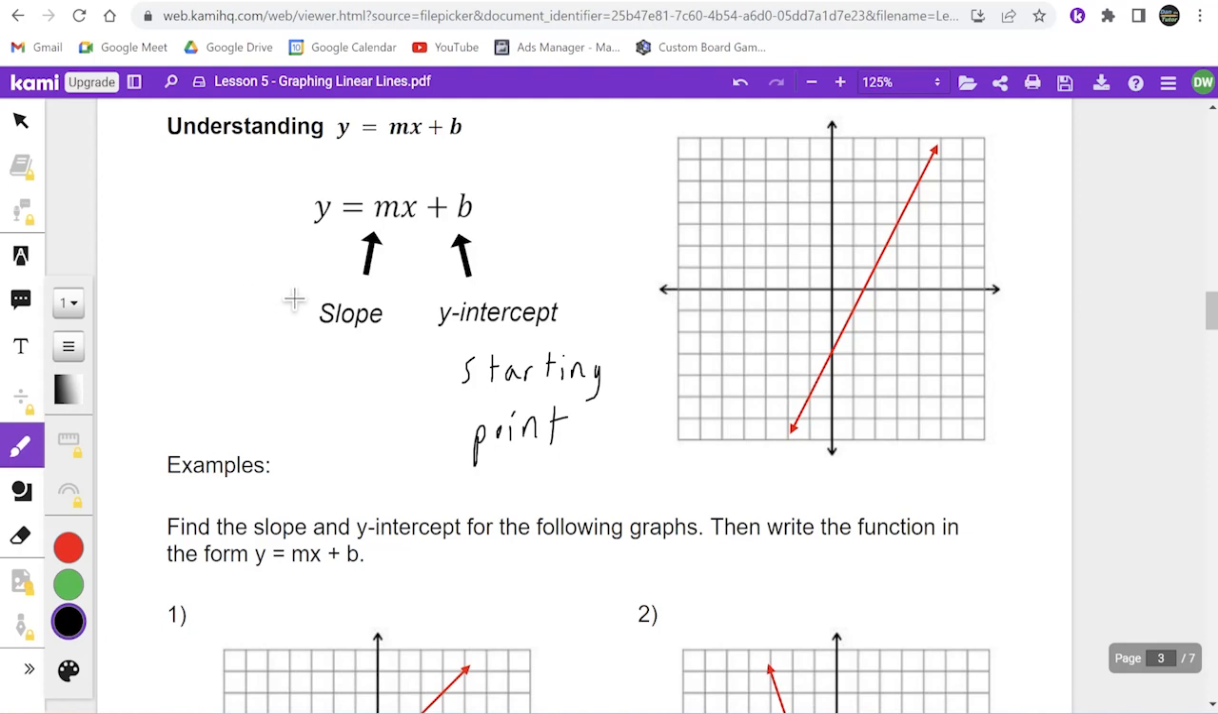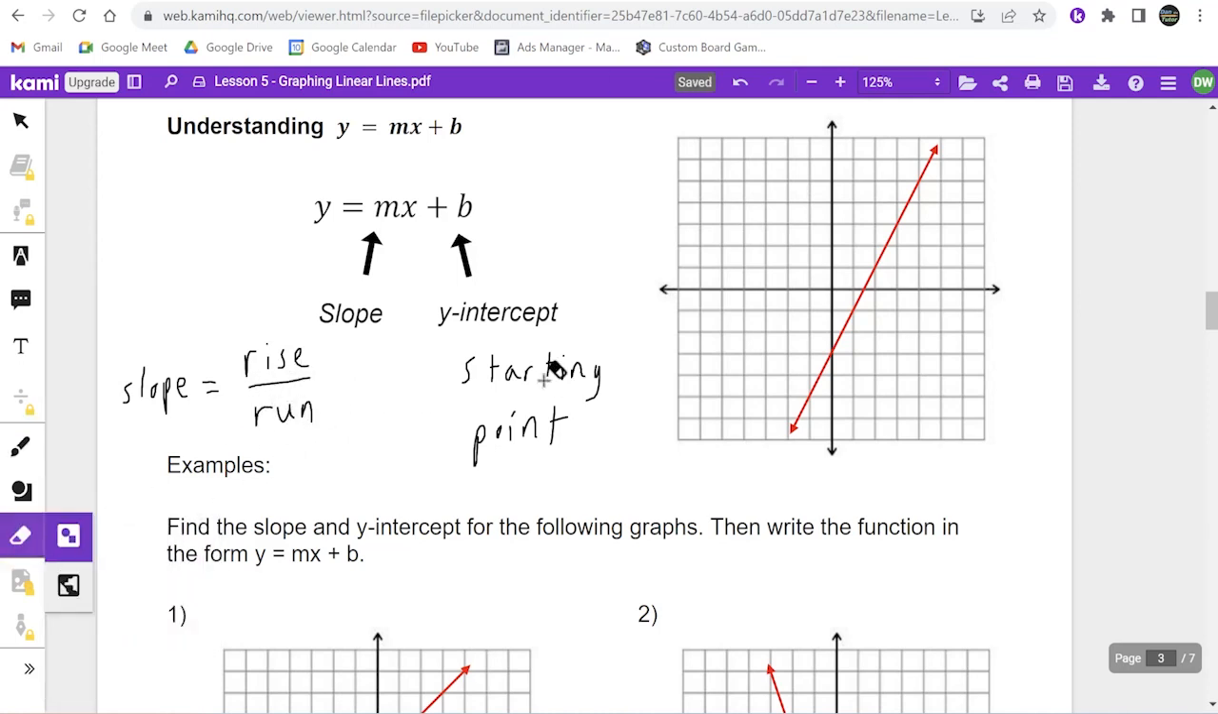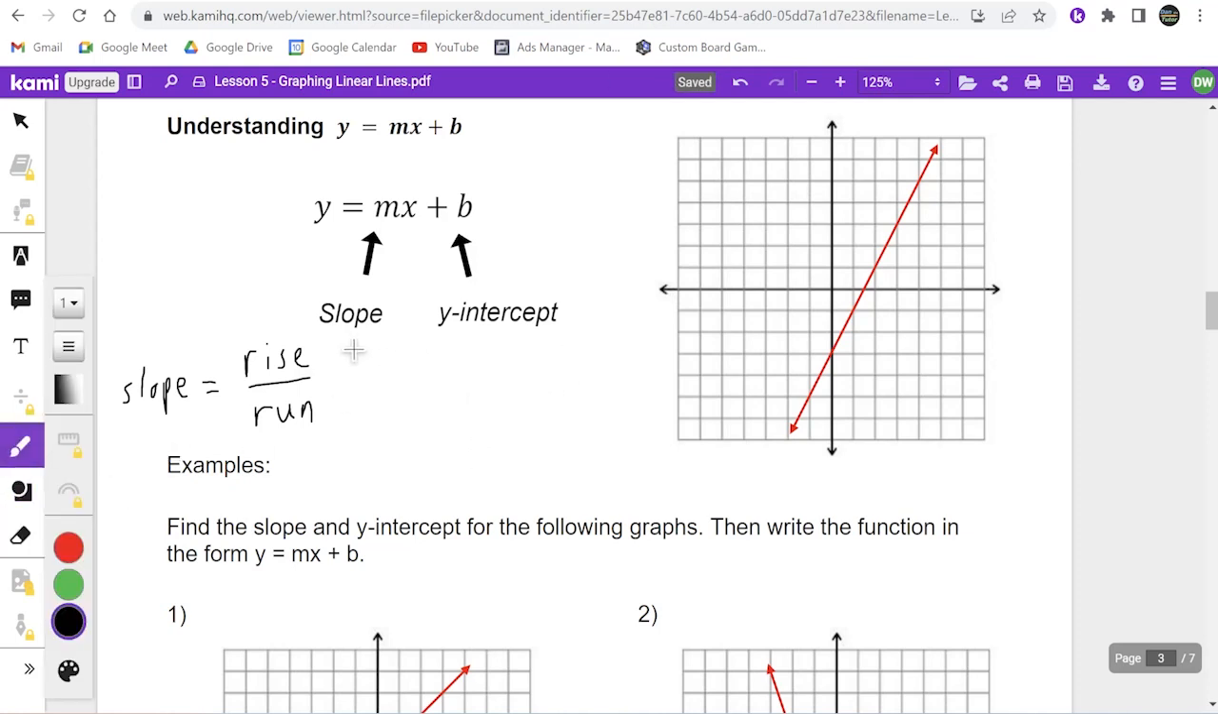Anyways, with the slope, the other thing I want to say is we have another definition for slope. And that is the fact that slope is equal to rise over run. This is a common expression you'll hear. Slope is the rise over the run. Now, what the heck does that mean? I'll tell you. Your rise is how far up or down you go. That's what the rise is. And the run is how far right or left you go.